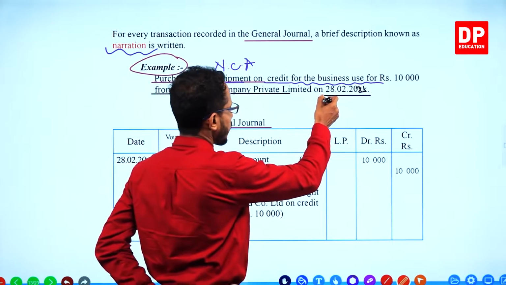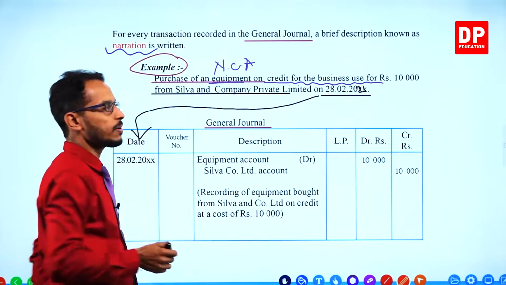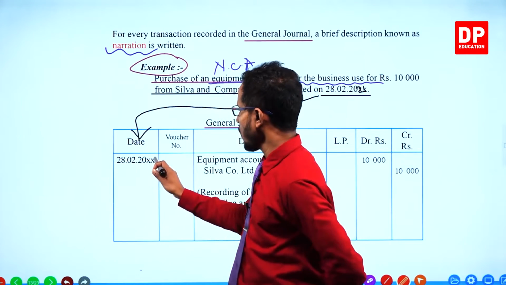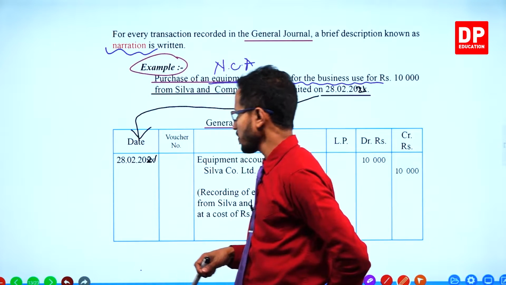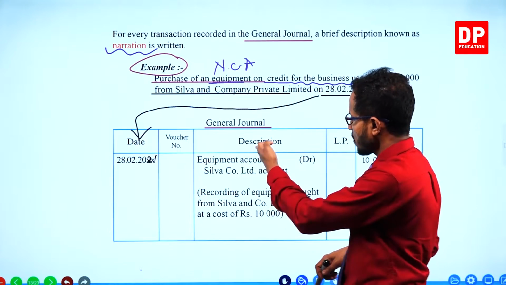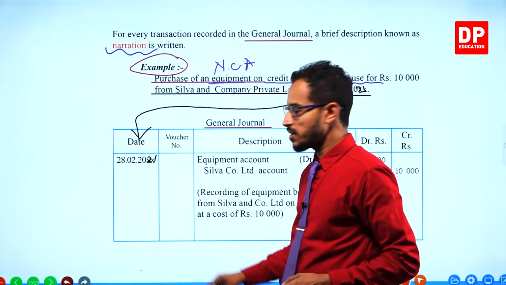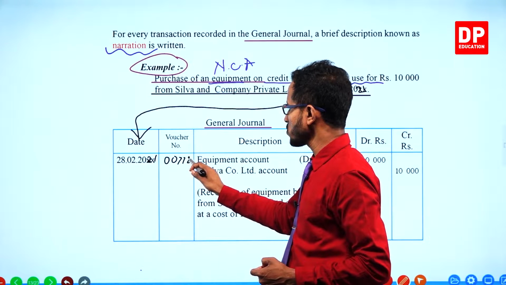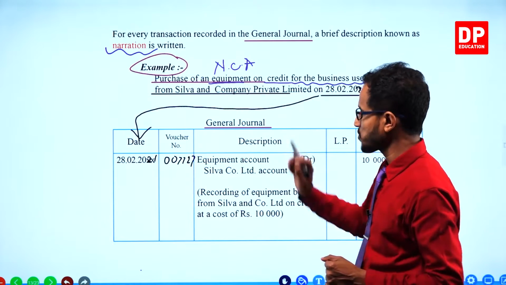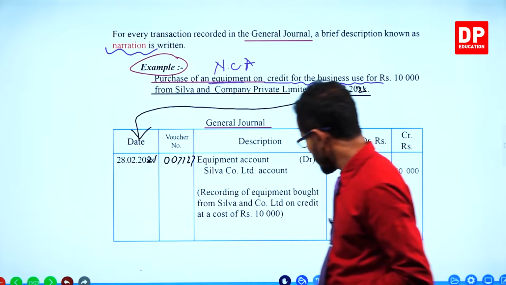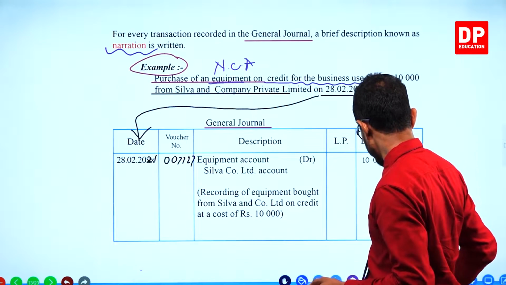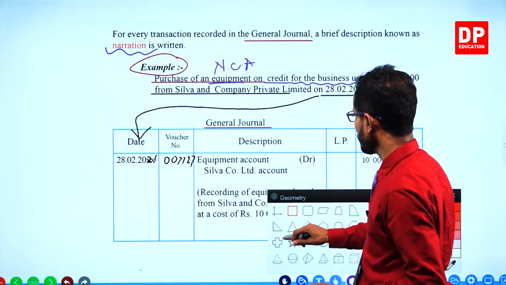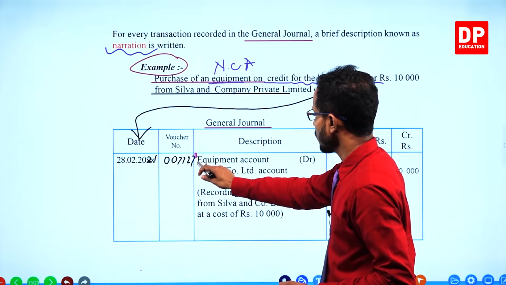First, you take the date, put the date in the date column, 28th February 2021. Okay, date is recorded. If there's a voucher number given, you put the voucher number, 007127. If there's a voucher number, record the voucher number. And in the description column, you see what is written in the description column. Do you see this? What is in the description column?